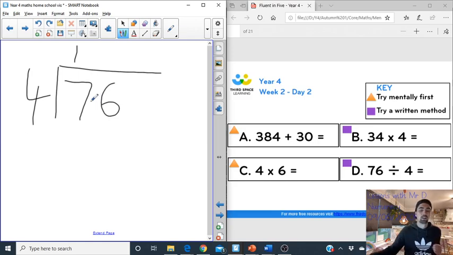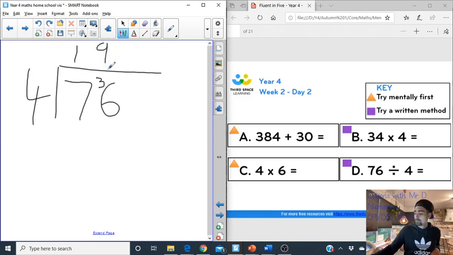And how many do I have left over? Because 1 4 is 4, so how many do I have left over to get that 7? I've got 3 more 10s that I can rename there. And that is now 36. How many 4s are in 36? 9.